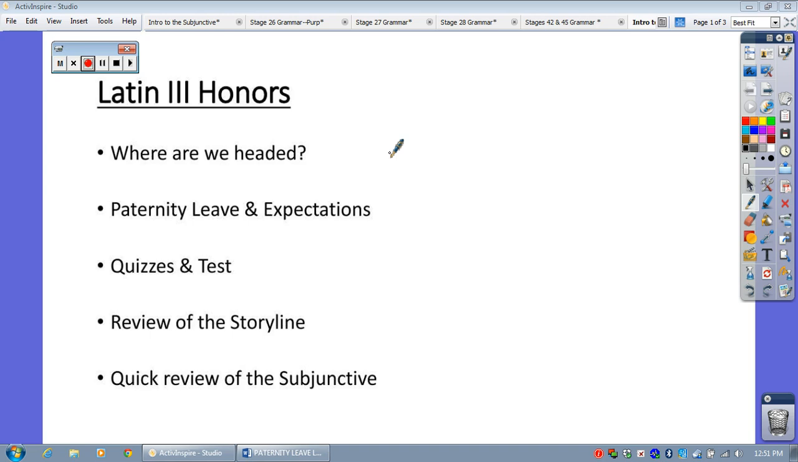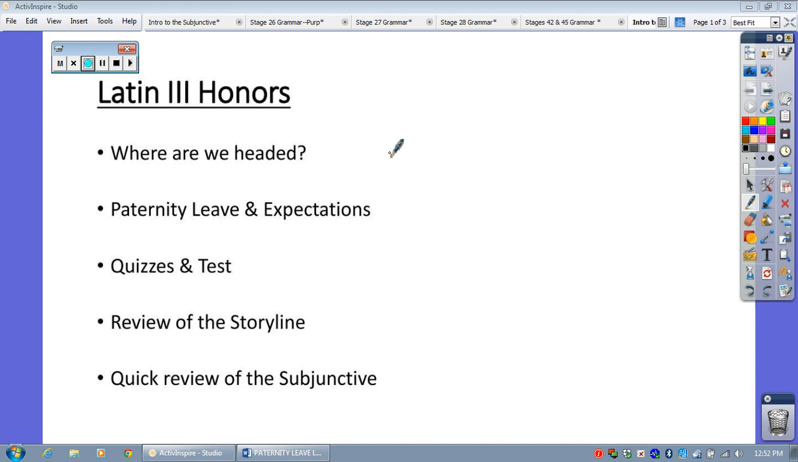Latin 3 is the year where everything kind of comes together. Some of you are probably freaking out because we basically covered 2 years of Latin in 1 year last year. And you're thinking to yourself, I've completely forgotten most of what I learned last year. It was just so much information crammed into 1 year. And now there's the summer and now we're starting and I'm freaking out. But it's okay. Don't worry.